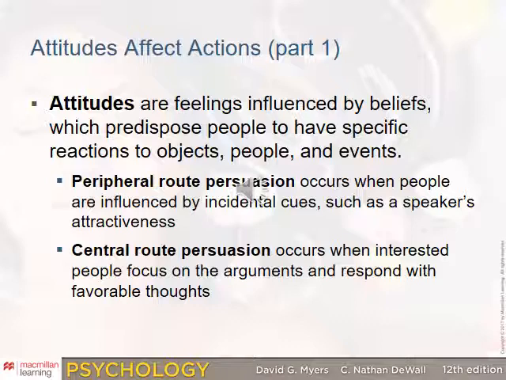An example of the peripheral route basically occurs when someone evaluates a message, such as an advertisement, on the basis of physical attractiveness, background music, or other surface-level characteristics rather than the actual content of the message.